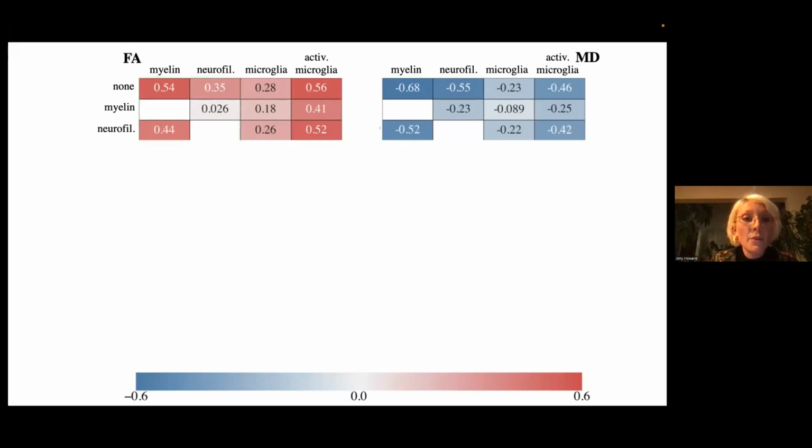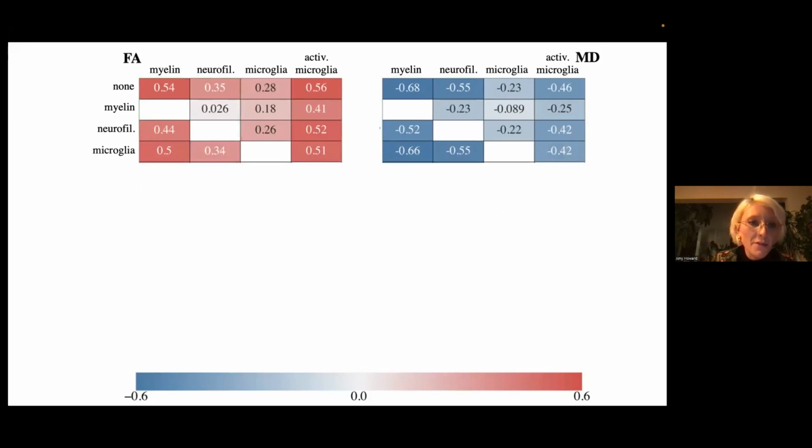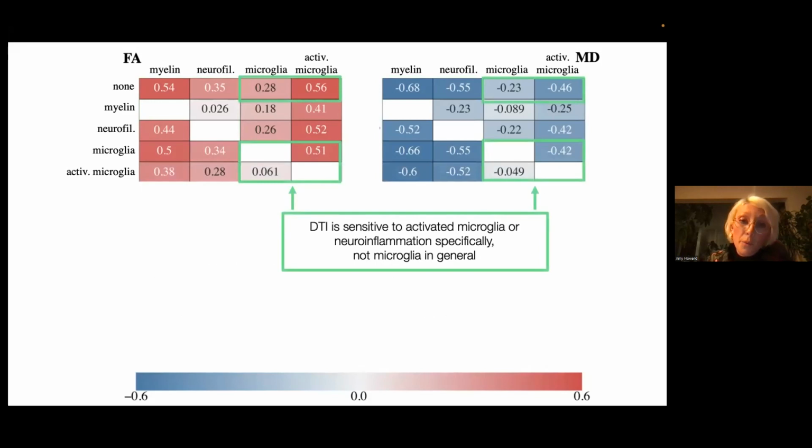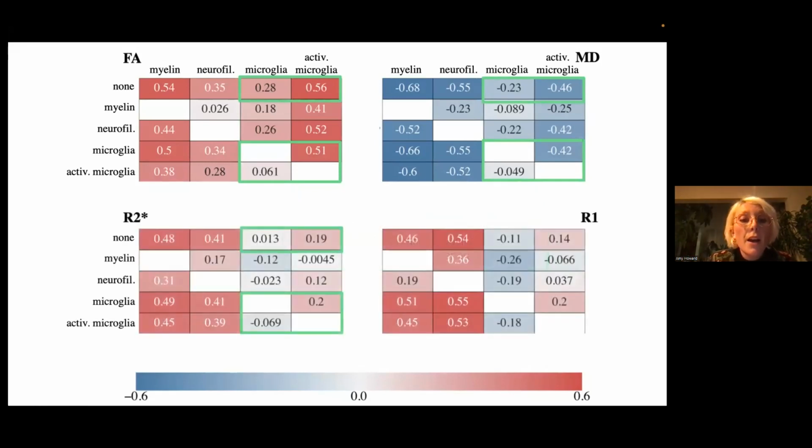Okay, so let's continue. We'll now co-localize for microglia and also activated microglia, where we can see there's again a similar relationship where the correlation with just the purely microglial stain basically vanishes to zero, suggesting at least here that DTI is sensitive to activated microglia or neuroinflammation specifically, but not just the microglial load in general. We see a similar effect for R2 star and no real effect for R1.